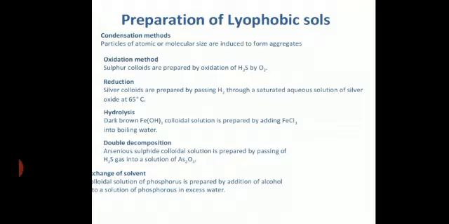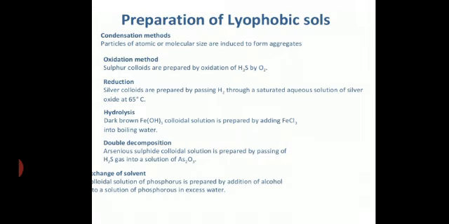Next is hydrolysis. Generally, ferric hydroxide and aluminium hydroxide colloidal solutions are obtained by boiling solutions of their corresponding chlorides. Write down the reaction. FeCl3 plus 3H2O will give you Fe(OH)3, that is your colloidal solution, plus 3HCl. Fe(OH)3 plus 3HCl, that is hydrolysis. Similarly, you can take AlCl3 to get Al(OH)3. You can see on the screen it is also given in words, the one which I am telling you.